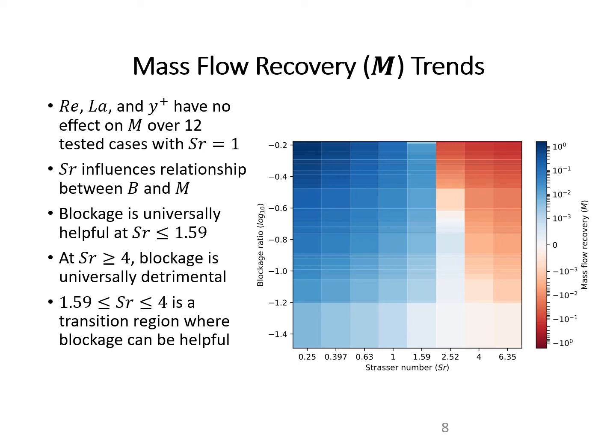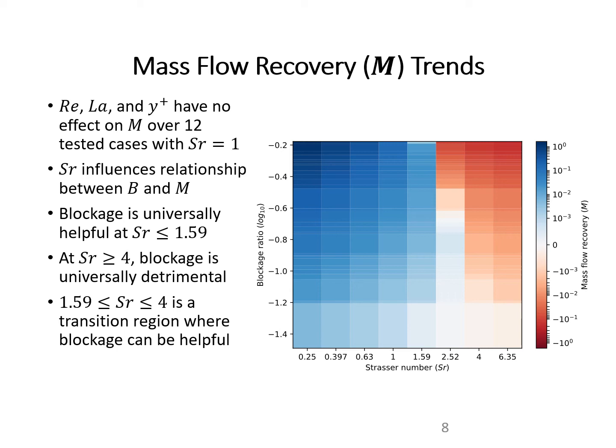None of them had any discernible effect. The main driving factor was the Strasser number, which influences the relationship in terms of the slope and the curvature between the blockage ratio and the mass flow recovery. You can see in this plot, blue indicates a positive mass flow recovery, which is good. Red indicates negative mass flow recovery, which is bad. So where it's blue, the denticle is helping. Where it's red, the denticle is hurting. You can see in these first tested cases of 0.25 all the way up to 1.59 Strasser number, in all cases the denticle is helping and a larger blockage is better.